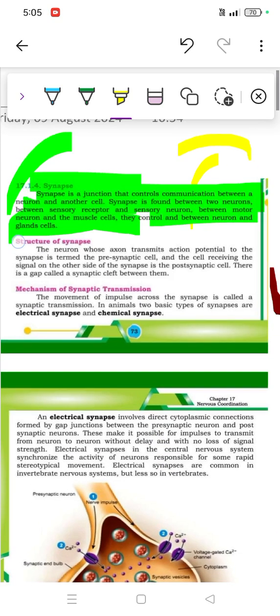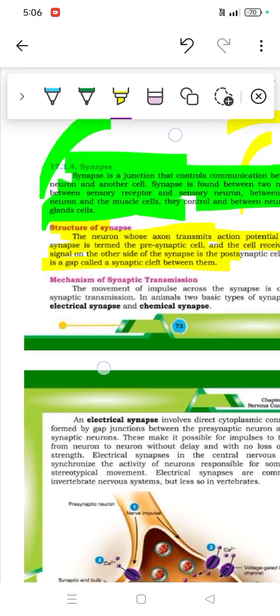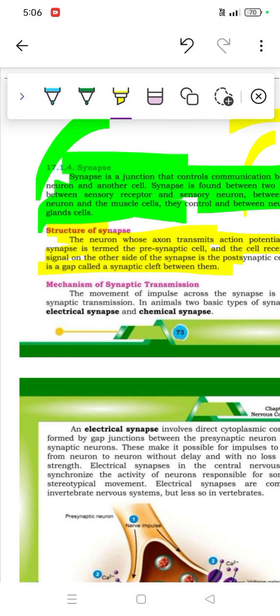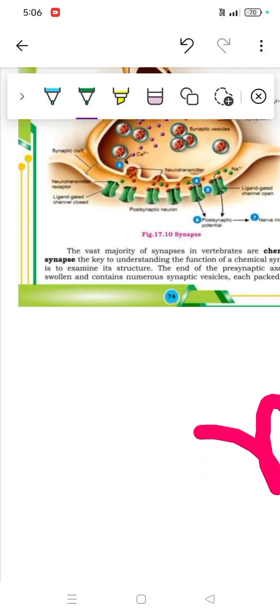Then the structure of the synapse. It's a big structure with the ending of the first neuron, the starting of the second one, and the space between them, which is basically called a synapse. The neuron whose axon transmits the action potential to the synapse is called the presynaptic cell, and the cell receiving the signal on the other side of the synapse is called the postsynaptic cell. The gap between them is called the synaptic cleft. So what exactly is the synaptic cleft? I did not mention it. So let's see.